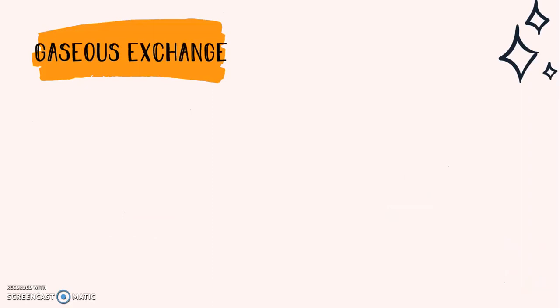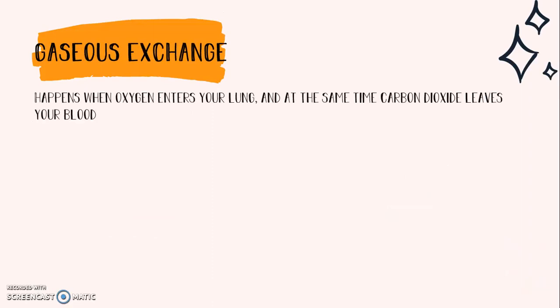Gas exchange. Gas exchange happens when oxygen enters your lungs and at the same time carbon dioxide leaves your blood. Oxygen enters our body by diffusion. Now I will explain about diffusion.